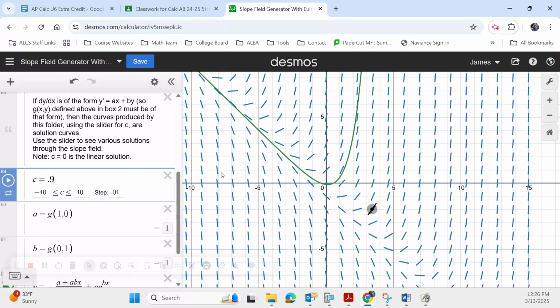Let me do 0.99 or 0.95 maybe. Oh, I'm going the wrong way. Oh, it's 0.1, 0.09. There we go. 0.08. Anyway, you can see that now I'm pretty much through it. So that's what that solution curve should look like, passing through that point.